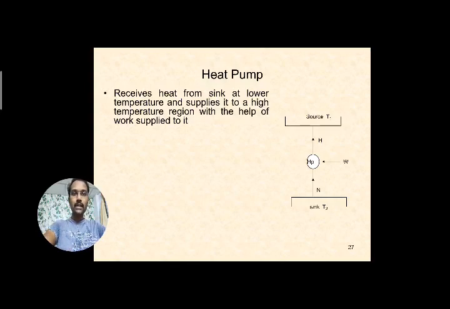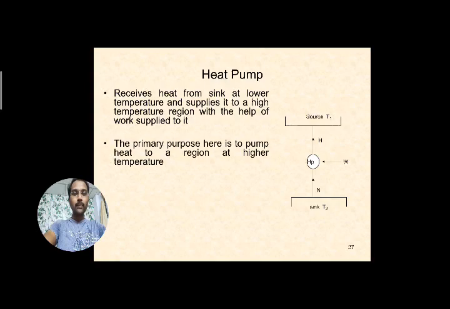So it is receiving the heat from the sink at a lower temperature, which is considered as T2, and the heat pump is a pump extracting the heat from the sink and supplying it to the high temperature region which is at the source. The high temperature is T1. It is supplying this with the help of work, where the work is supplied to the heat pump, W.